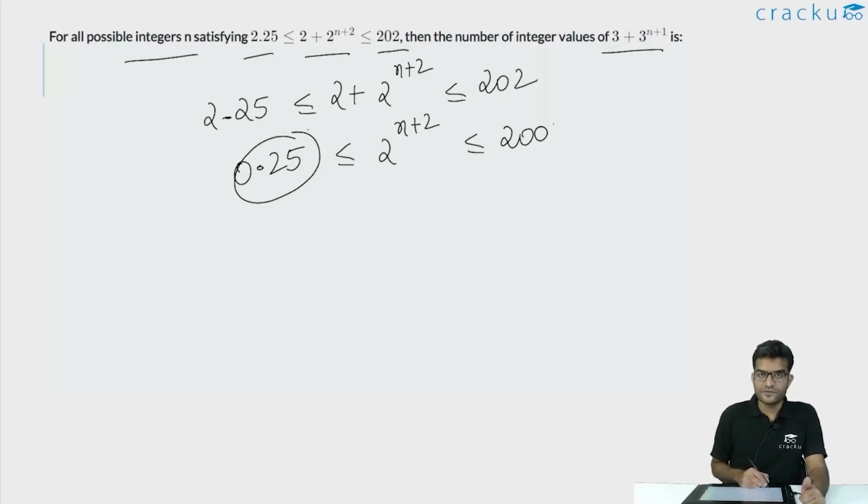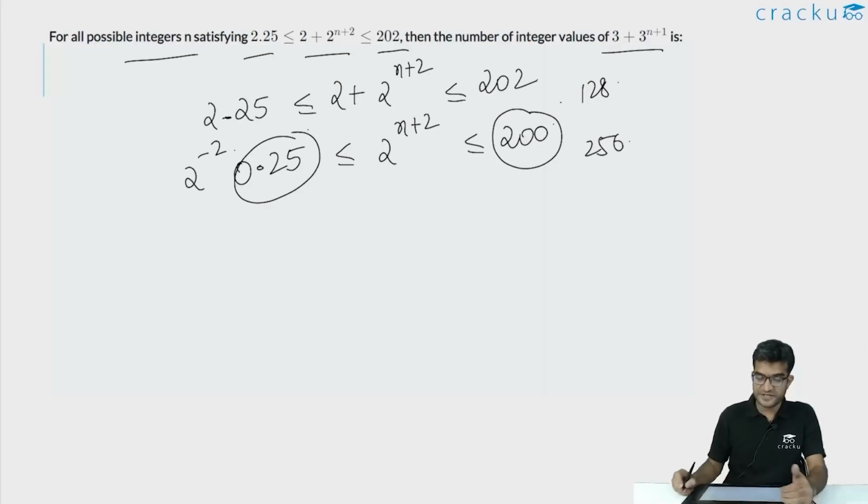0.25 is 1 by 4, that is 2 to the power minus 2. And 200 lies between 128 and 256, which are both powers of 2. That is, this is 2 to the power 7 and this is 2 to the power 8.